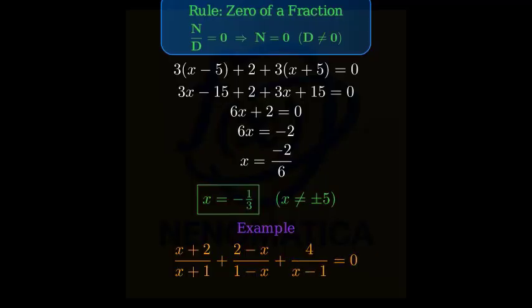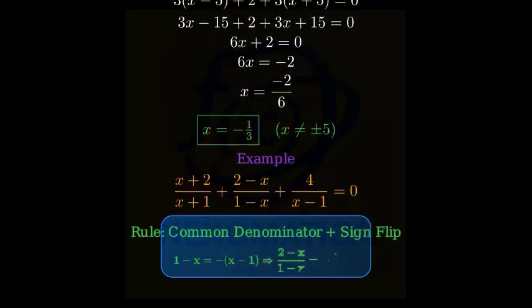Example. Now solve x plus 2 over x plus 1, plus 2 minus x over 1 minus x, plus 4 over x minus 1, equals 0. Step 1. Express every term with the common denominator x plus 1 times x minus 1. Note that 1 minus x equals negative of x minus 1, so the second fraction becomes negative of 2 minus x over x minus 1.